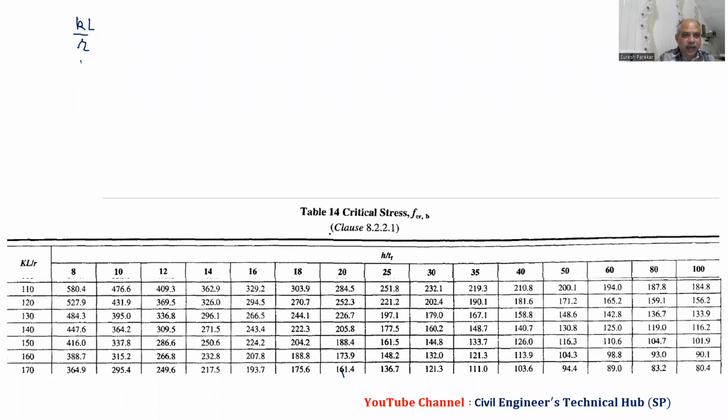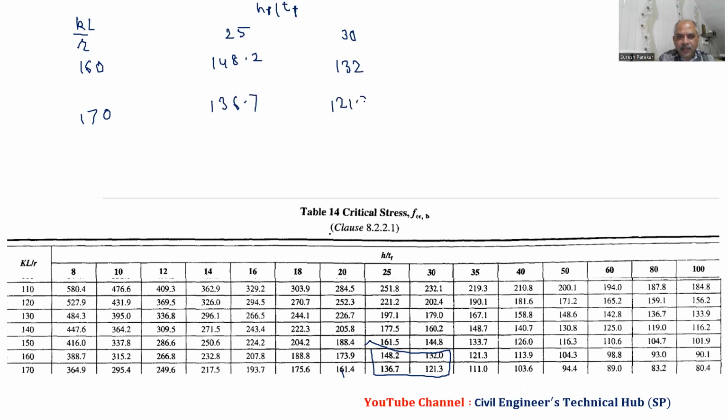We have 160 and 170. And then we have hf upon tf, that is 25 and 30. Now the values we have, 148.2, you can see over here, 148.2 for 160. You can see we have these four values: 132, then 136.7, and then 121.3.